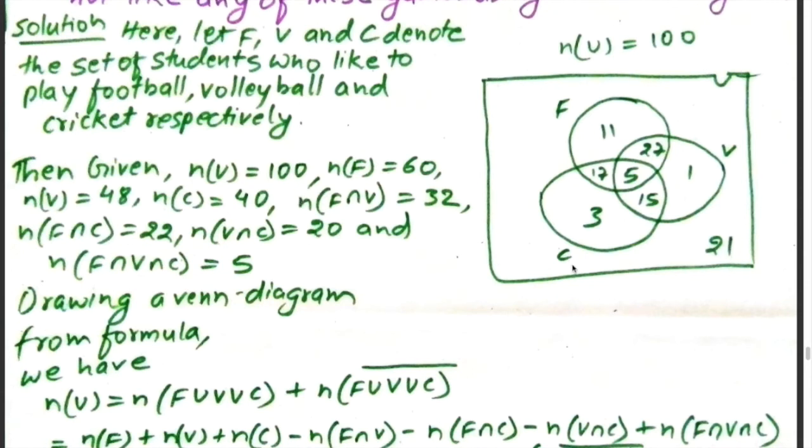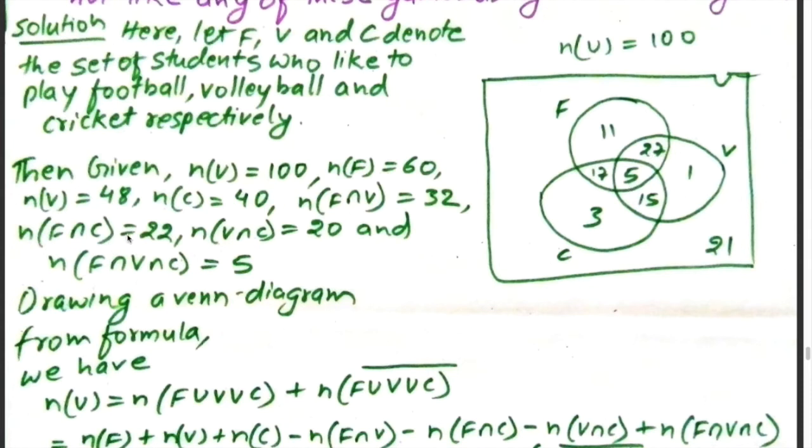Here the rectangular big box denotes U, the universal set, and n(U) = 100. The first circle is n(F), the second circle is n(V), and the third circle is n(C). Here n(F) is 11 plus 27 plus 5 plus 17 is 60, and n(V) is 1 plus 27 plus 5 plus 15 is 48, and n(C) is 3 plus 17 plus 5 plus 15 is 40. And n(F ∩ V) is 27 plus 5 is 32.